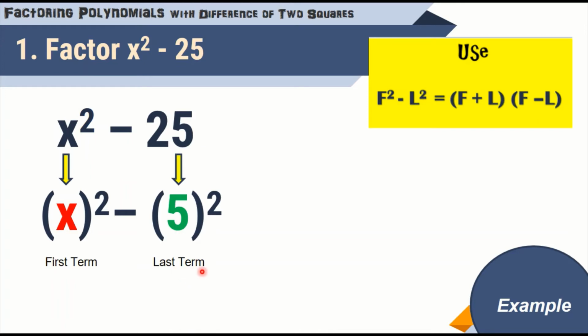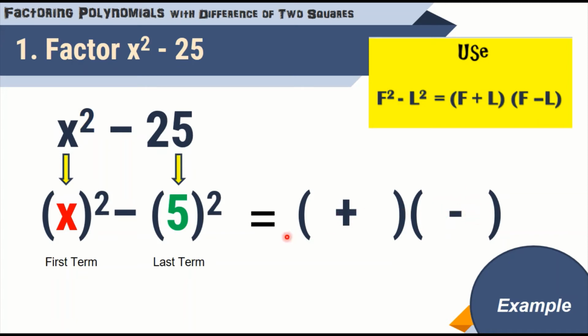Next, we have to write two sets of open and closed parentheses. Each set is representing one factor in this binomial. In this, we are expecting two factors. Then write plus and minus between each set. Ang position ng operation ay pwede kahit saan. Pwede dito yung minus, dito naman yung plus.